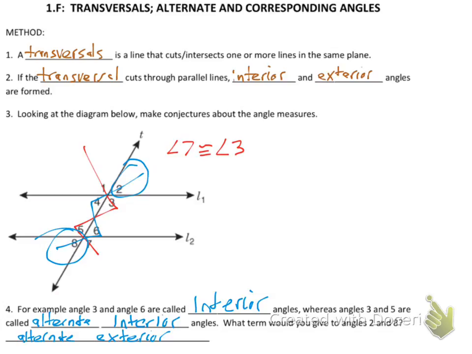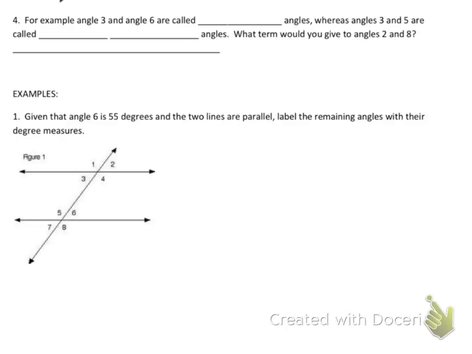So we have interior angles, we have exterior angles. We have alternate interior angles, we have alternate exterior angles. We have corresponding angles. And those are all the same to each other. So alternate interior angles are the same, alternate exterior are the same, corresponding angles are the same. Same, same, same, same. Congruent. I think we just did 4, right? So it's just the example now.